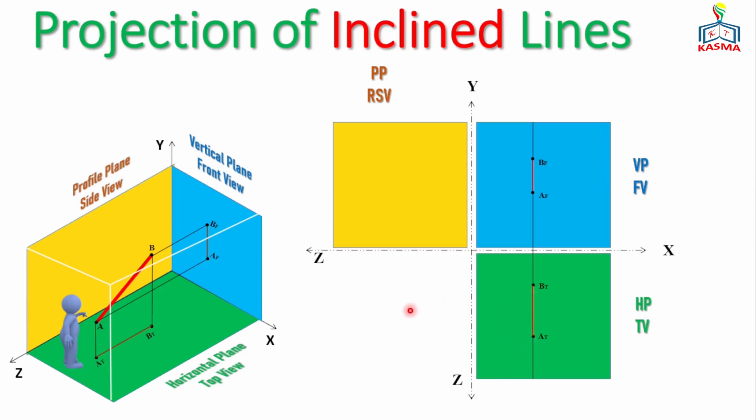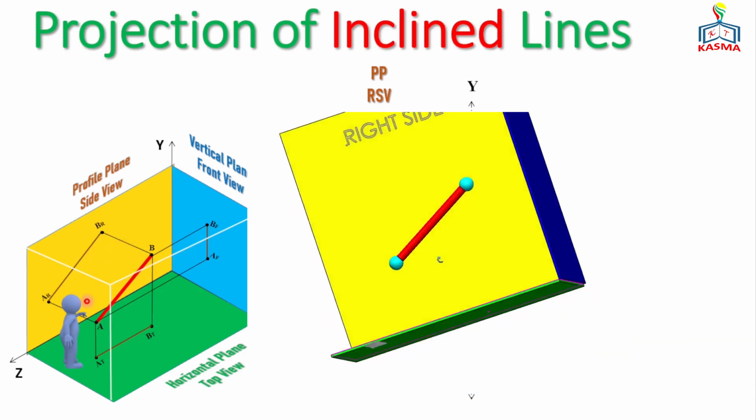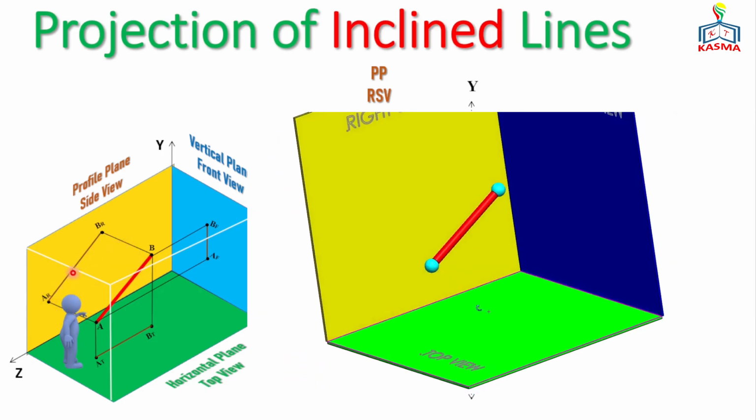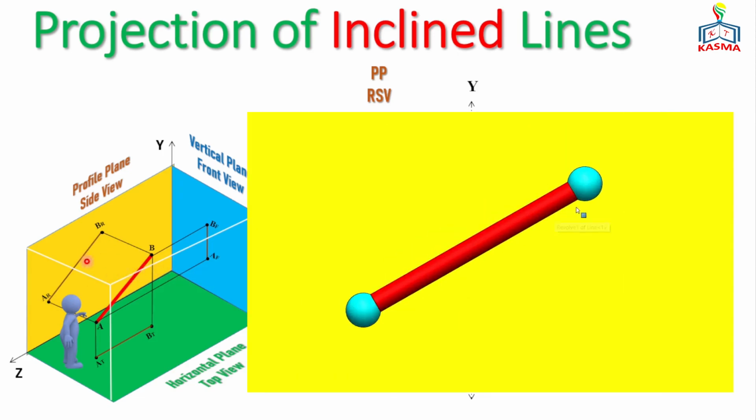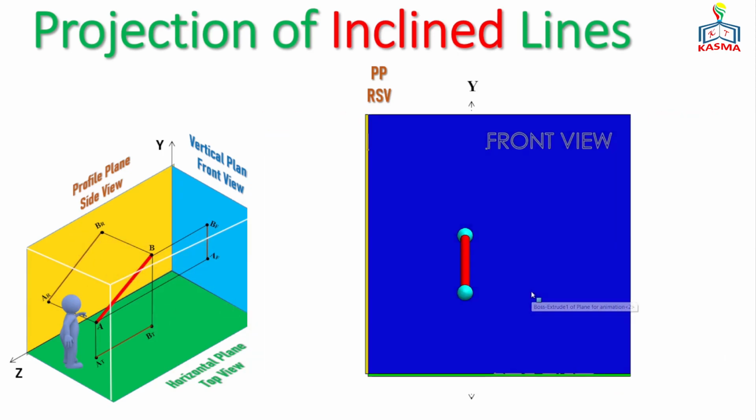What will be the projection of this line on the profile plane? On the profile plane, or the side view, when we are looking from the side, it will have a true length. So AR, BR will be the true length of the given line, and it can be constructed just like this. So in this case, this is a true length, but the other two lines will be foreshortened.